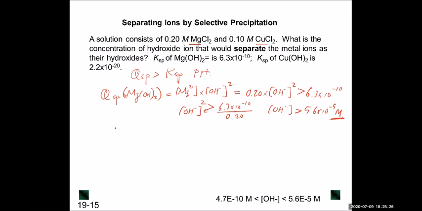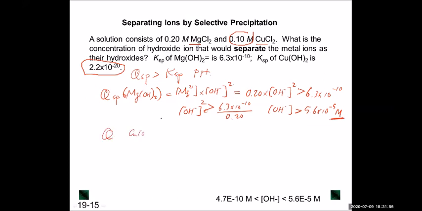The copper hydroxide, copper-2 hydroxide, the calculation is very similar. I will pause the lecture. I will let you find it. So that should be the answer key for that.